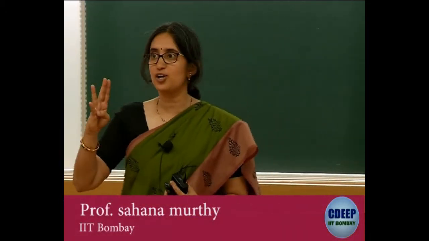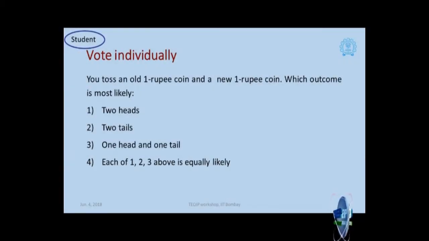So there'll be 4 choices. Think for a moment. When I say vote, please vote 1, 2, 3, 4, and then we'll do a discussion. In a moment, I'll say talk with your neighbor and vote. But right now, vote individually.